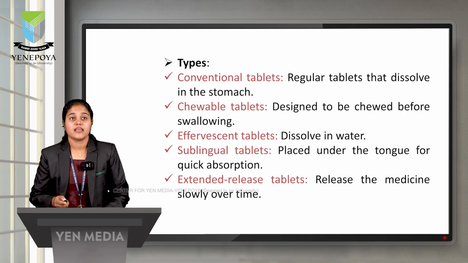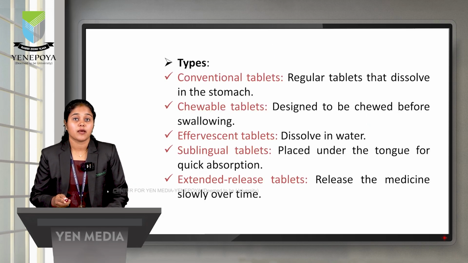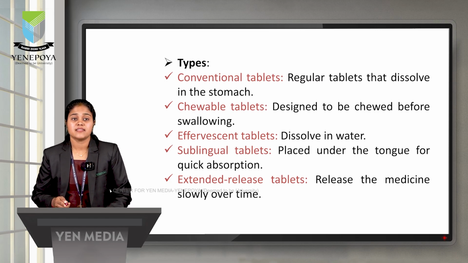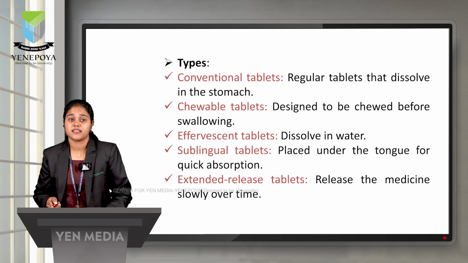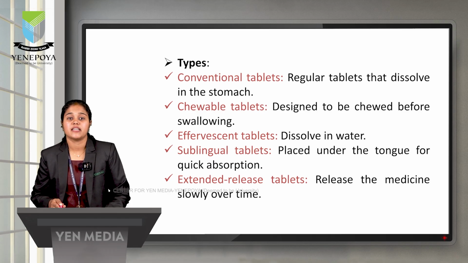The next is what are the types of tablets. That is conventional tablets, regular tablets that dissolve in the stomach; chewable tablets, designed to be chewed before swallowing; effervescent tablets, which dissolve in water; sublingual tablets, placed under the tongue for quick absorption; and extended release tablets, where the drug is released slowly over time. So, over an extended period of time the drug release will be there.